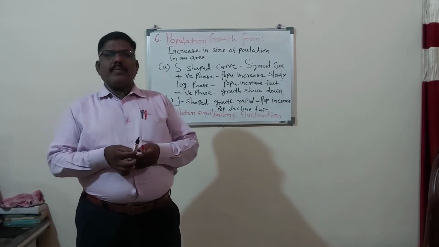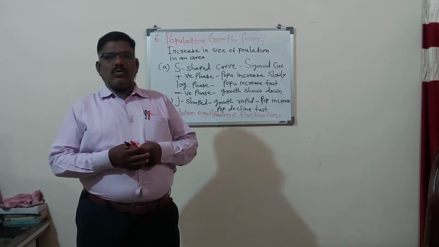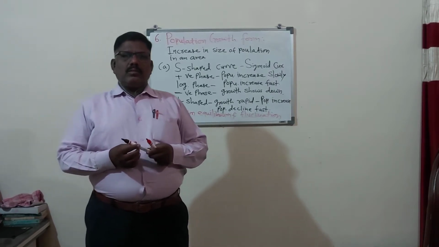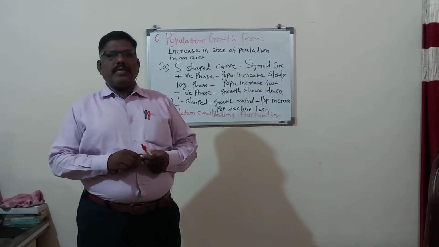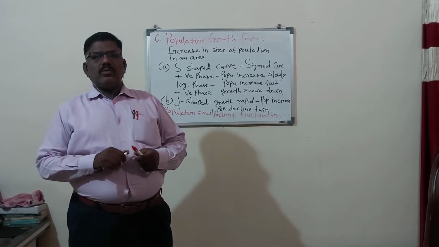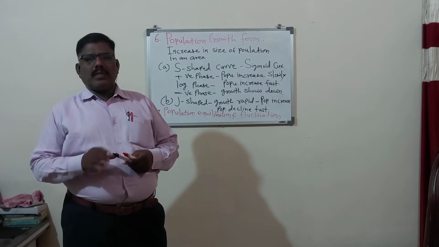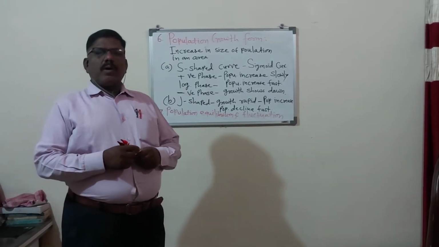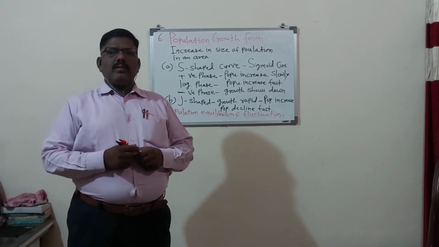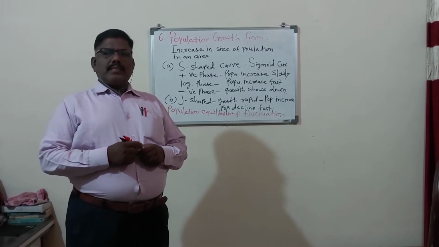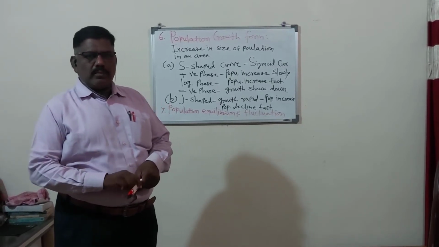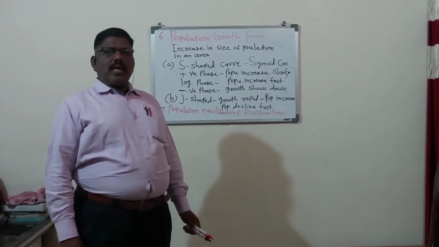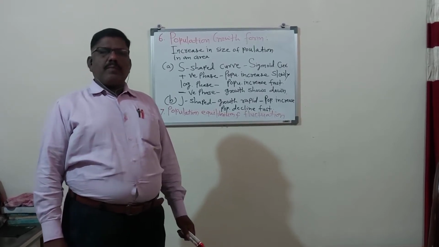Today's regular period is on population ecology. That is topic number one from unit number two. In this chapter, we have studied the definition of population ecology. Then we have already started the characteristics of population ecology. There are different characters of a population.